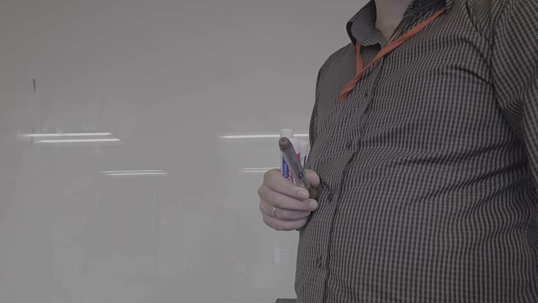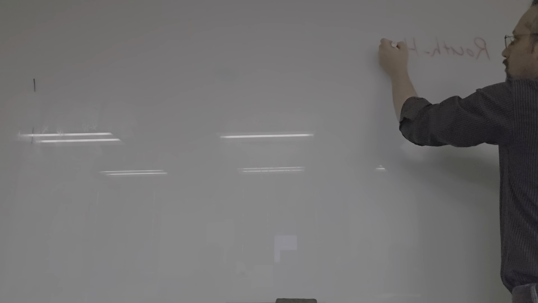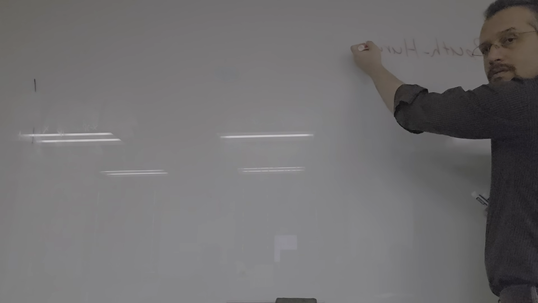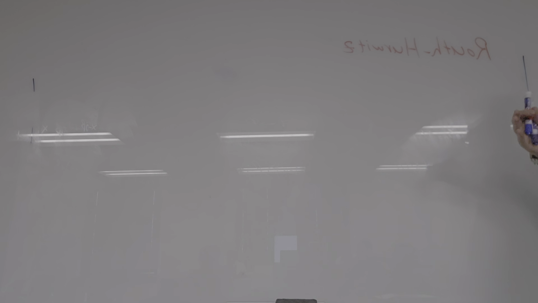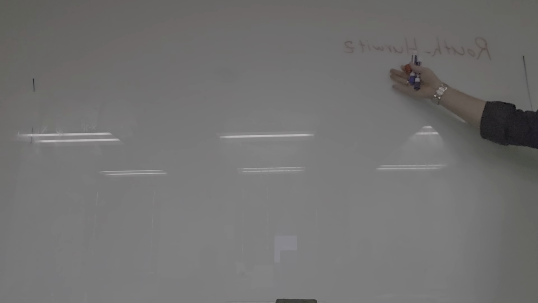Now, in a stability analysis, we had a method named Routh-Hurwitz. Am I writing it right? Yeah. We have a method named Routh-Hurwitz, which is basically a shortcut when we want to analyze the stability of a high order system.